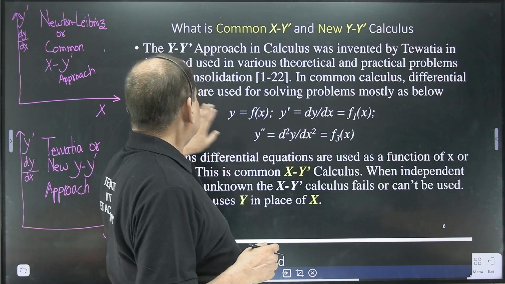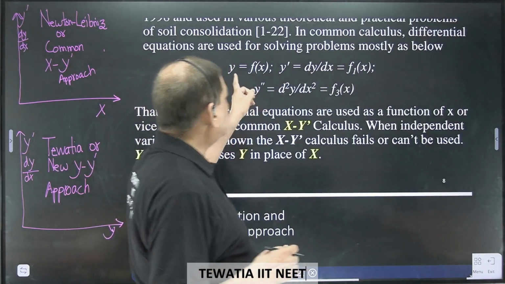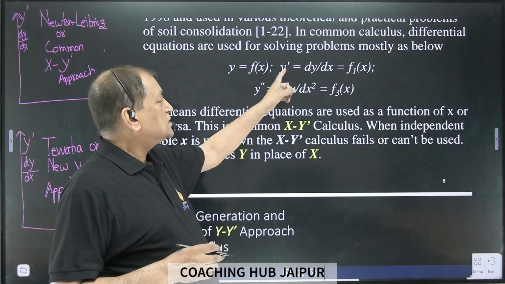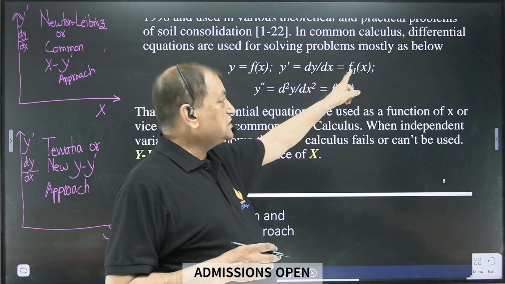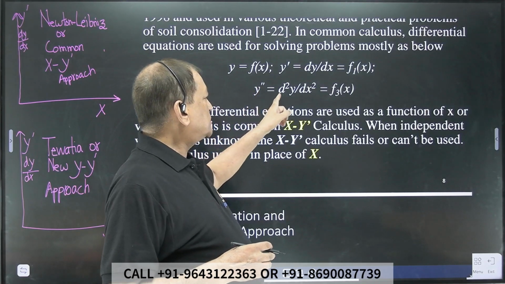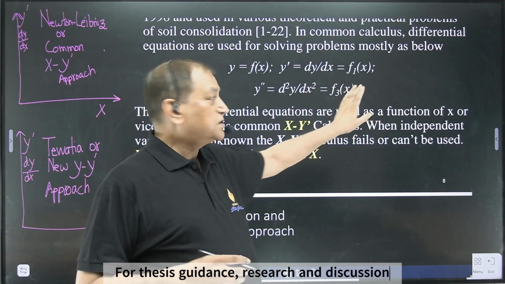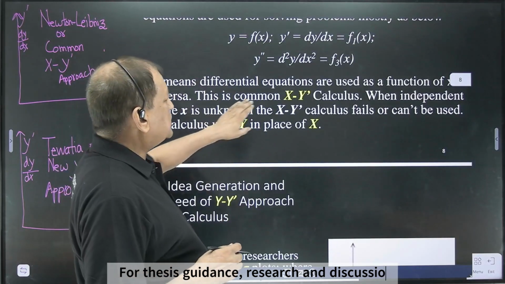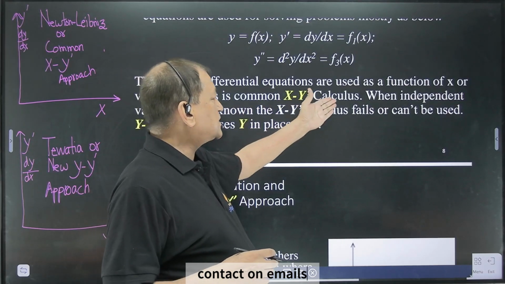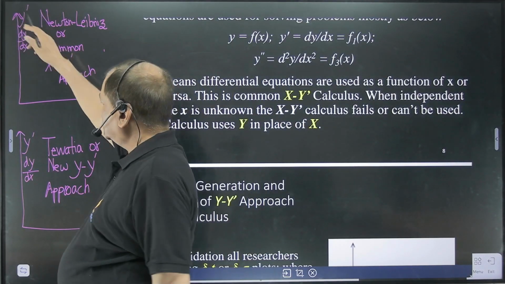In common calculus, differential equations are used for solving problems mostly as below. These are the differential equations. f is a function, y is a function of x, y dash or dy by dx is again a function of x, f1(x). Then the double differential y double dash, equal to d square y divided by dx square, is equal to f3(x), again a function of x. That means differential equations are used as a function of x or vice versa. This is common xy dash calculus here. It may be that instead of y dash, it is y double dash also.